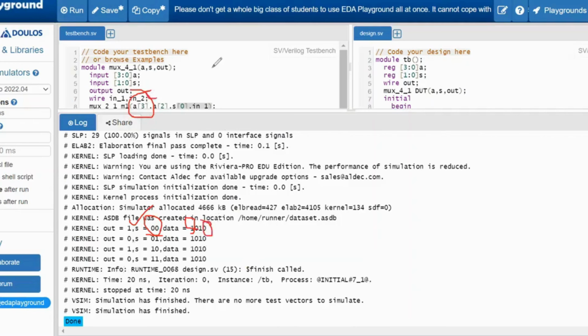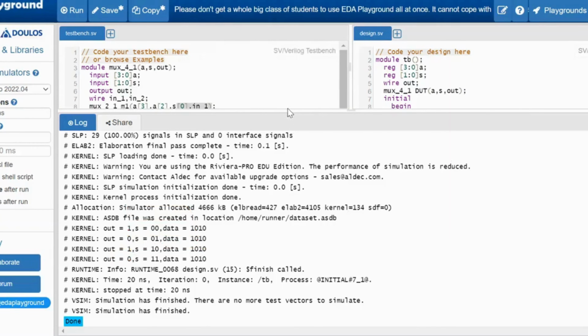But we are taking A of 3 first. So that's why the third bit is assigned here. If the selection line is 0 1, this second bit. If the selection line is 1 0, this bit. If the selection line is 0 0, this. Okay, so this is how we can write hierarchical multiplexers.